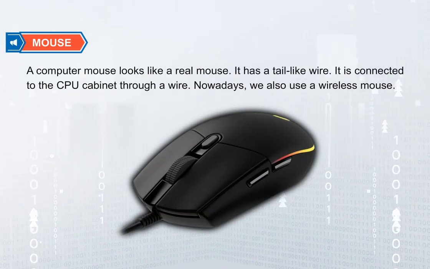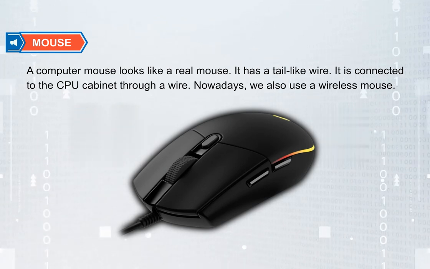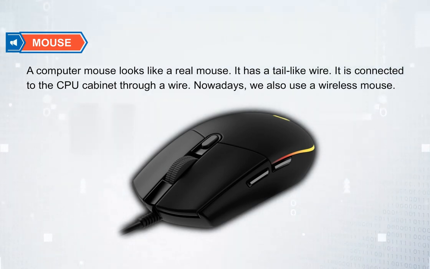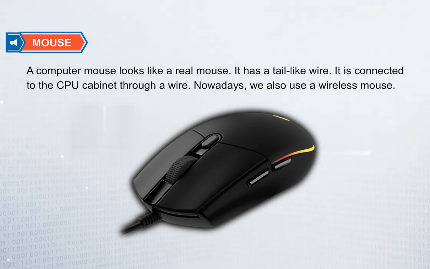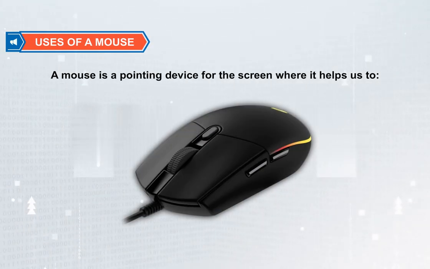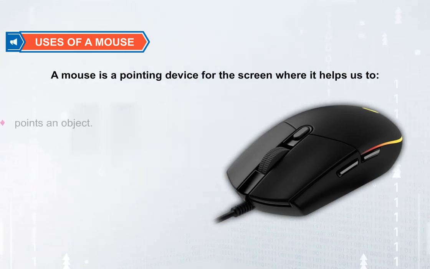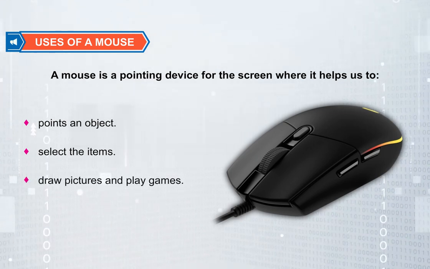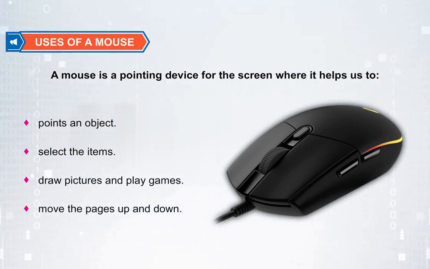Mouse. A computer mouse looks like a real mouse. It has a tail-like wire. It is connected to the CPU cabinet through a wire. Nowadays, we also use a wireless mouse. Uses of a mouse. A mouse is a pointing device for the screen where it helps us to point an object, select the items, draw pictures and play games, move the pages up and down.